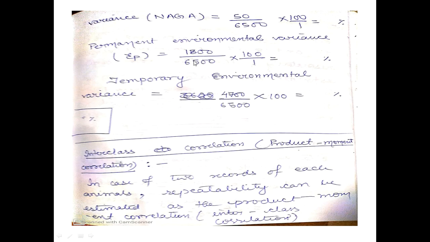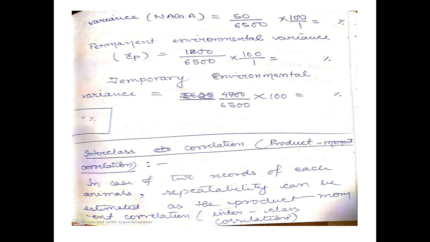Now you have been given 1450 as additive genetic variance sigma square A, and total sigma square P 6500, into 100. You get the additive component of genetic variance. The non-additive genetic variance will be equal to 50 upon 6500 into 100. Similarly for permanent environmental variance, sigma square EP is 1800. To find the relative contribution, it is expressed as a fraction of the 6500 total phenotypic variance and multiplied by 100 for percentage. Up till here is the calculation of repeatability.